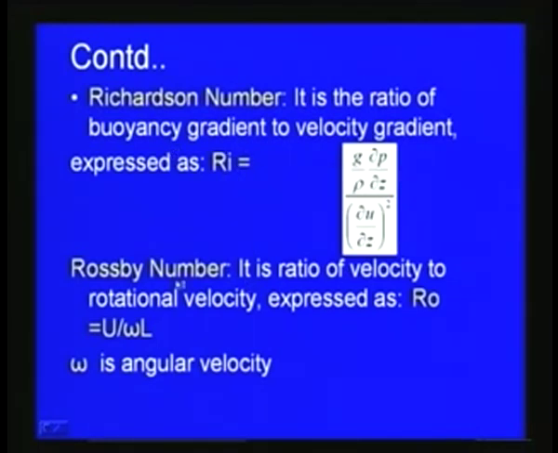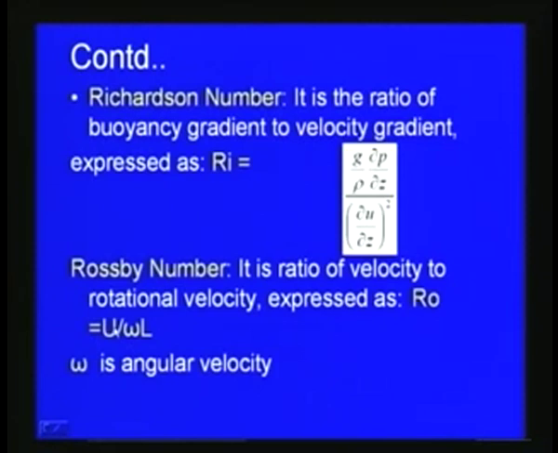And another important number is called Rossby number. Wherever we deal with rotational flow, we will be using this dimensionless number, Rossby number. So here this is the ratio of velocity to rotational velocity. So this is expressed as Ro is equal to U by omega L, where U is the velocity, omega is the angular velocity, and L is the characteristic length which we consider.